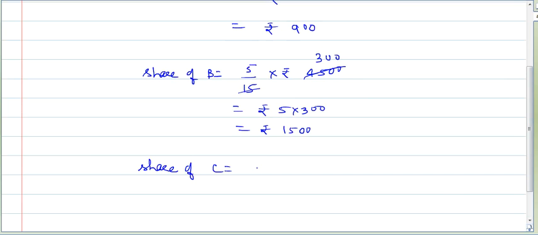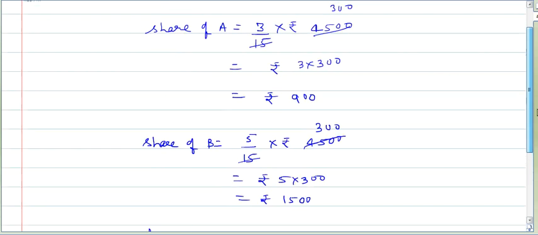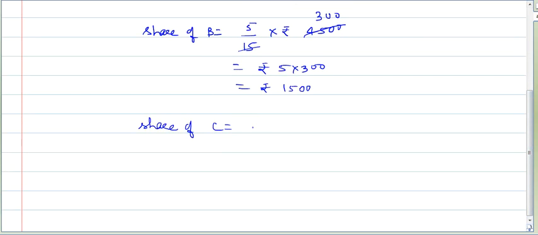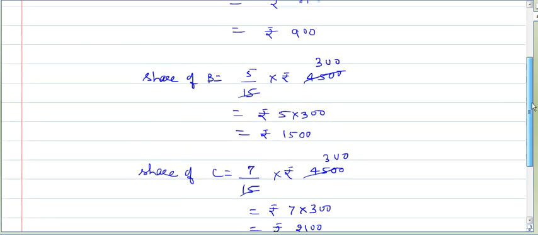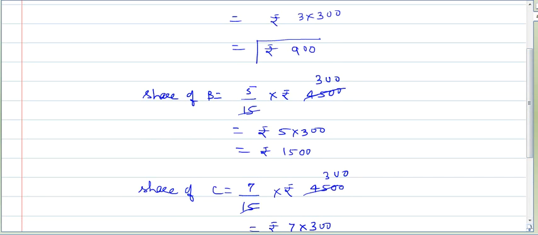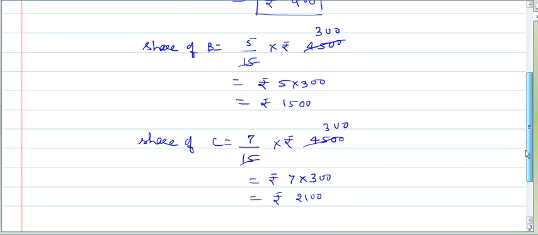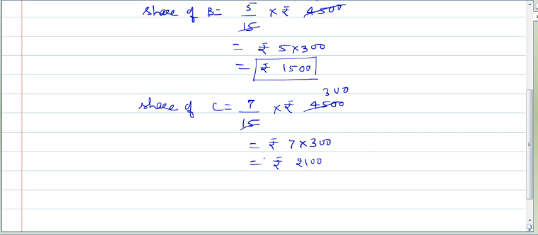Share of C equals, so what is the last value in the ratio? That is 7. So it is 7 upon 15 into rupees 4500. Again divide by 15. We have 300. It is rupees 7 into 300 equals rupees 2100. So these are the answers. Share of A is rupees 900, share of B is rupees 1500, and share of C is rupees 2100.